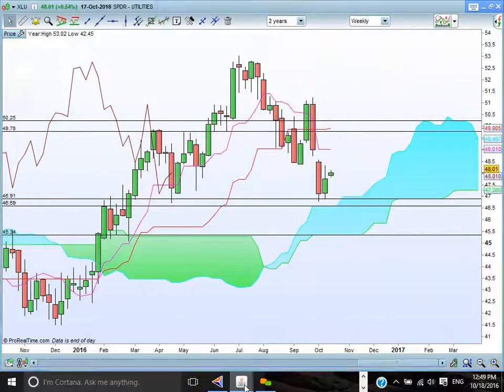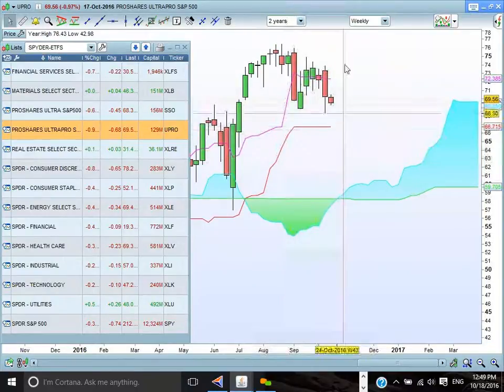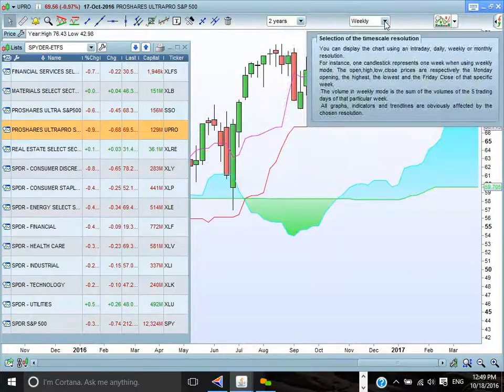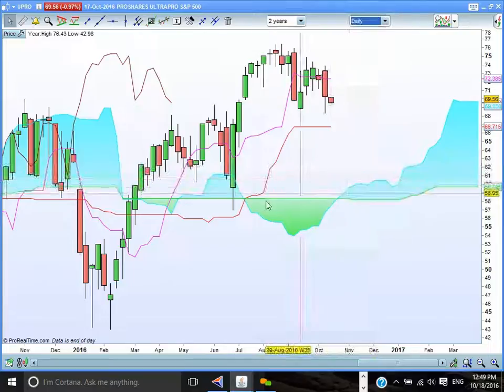Right, and for those of you that like slightly more leveraged, the Ultra Pro leveraged. UPRO is 3 times leveraged on the S&P. Okay, so there you go.